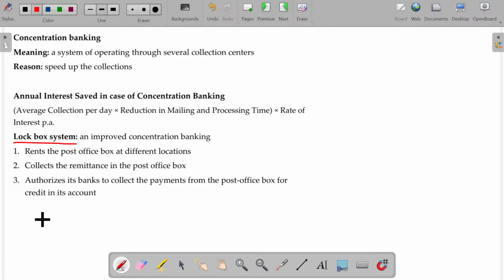Lockbox system. In post office, you may see some post office box number. Have you heard about post office box number? Anybody? Post office box number. All these things are today outdated, like post office box numbers.